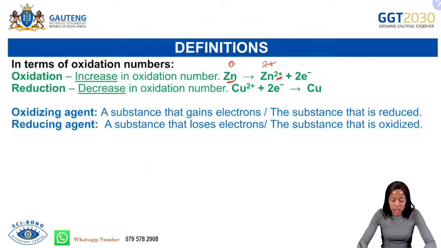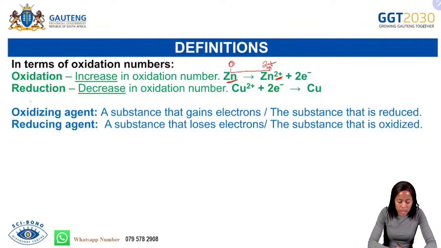So let us see, when we say an increase in oxidation number, what does it mean? This one is a neutral atom. It does not have a charge, so the oxidation number is zero. But this one, because it has a charge, the oxidation number is 2 plus. So if we are moving from 0 to 2 plus, there was an increase in the oxidation number. Why are we saying so? Because the number 2 plus is bigger than the number 0. So there was an increase in the oxidation number.